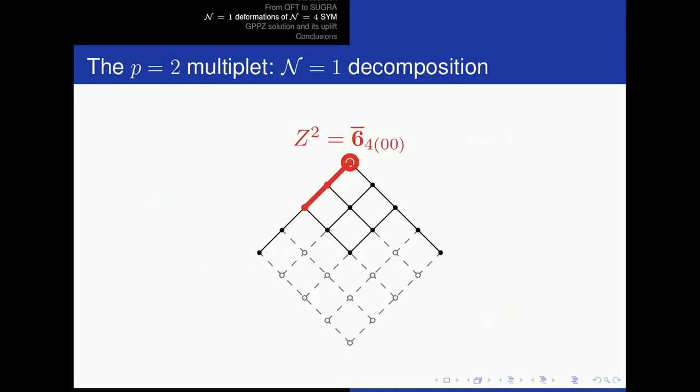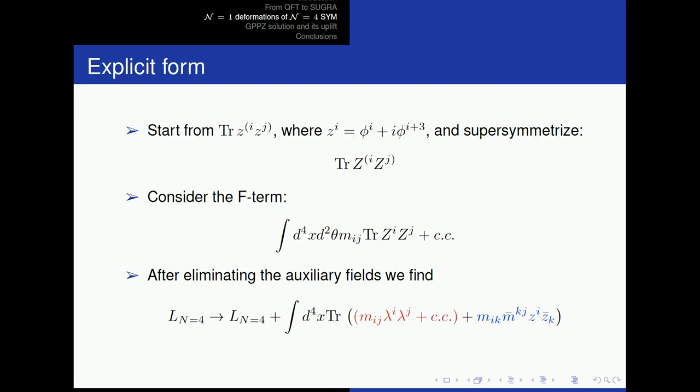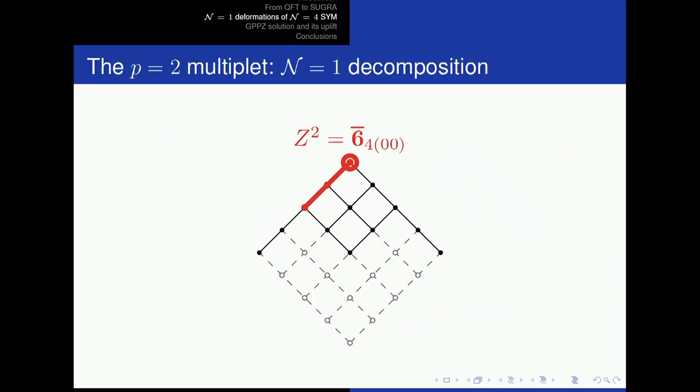So now let's analyze in a little more detail this case, because it's the simplest case where everything sits within supergravity. In this case, we start with a chiral primary. First I go to this complex basis, so this is Z^i, Z^j. Then I supersymmetrize and turn this into superfields. So the superfield has the bottom component, I have a fermion, and then the F term.